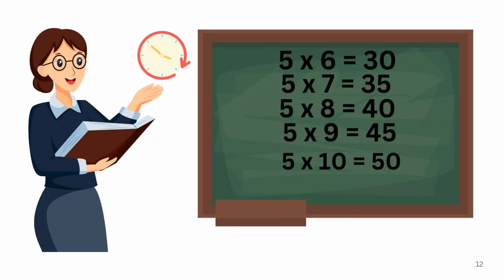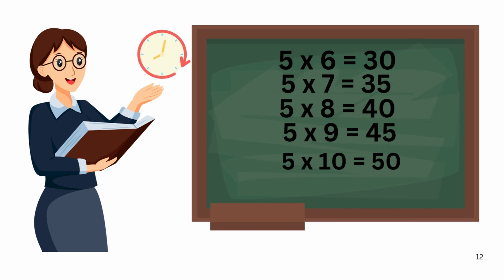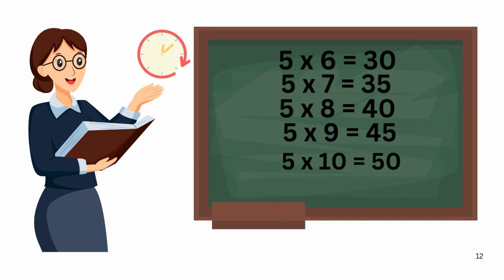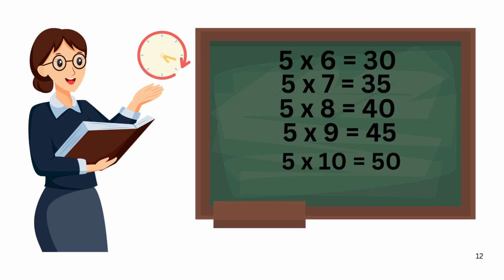5 multiplied by 6 equals 30. 5 multiplied by 7 equals 35. 5 multiplied by 8 equals 40. 5 multiplied by 9 equals 45. 5 multiplied by 10 equals 50. Here we finish the table of number 5. Now let's move on to the next number. You know what number it is?